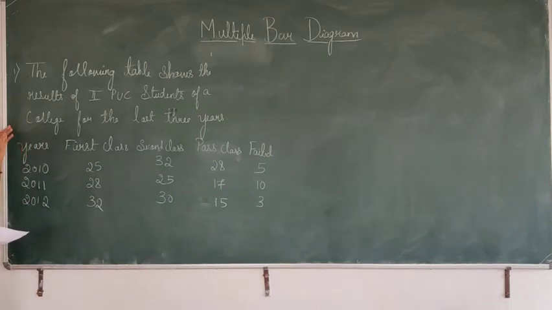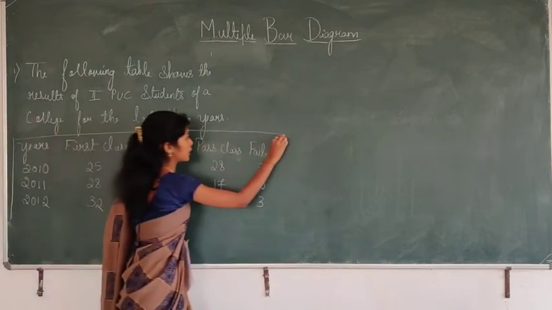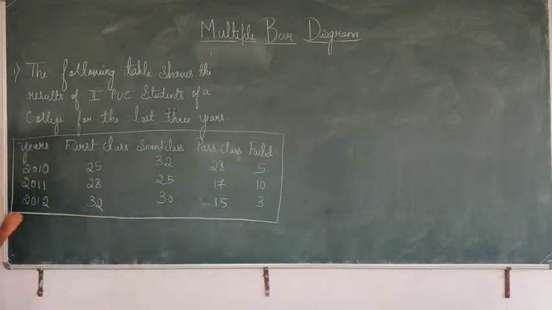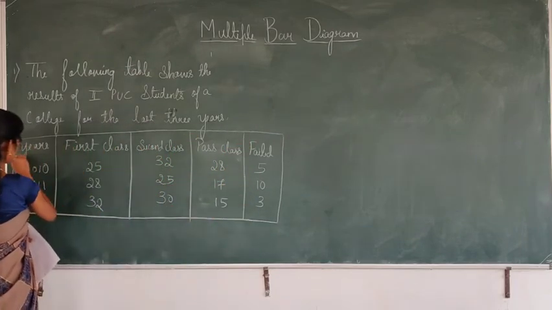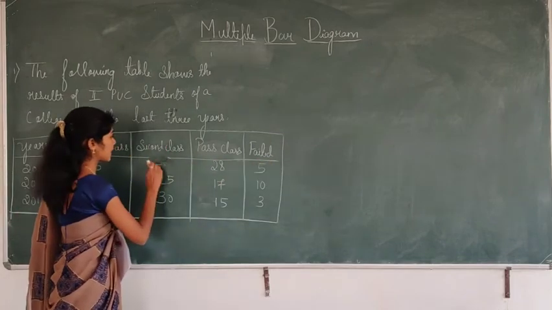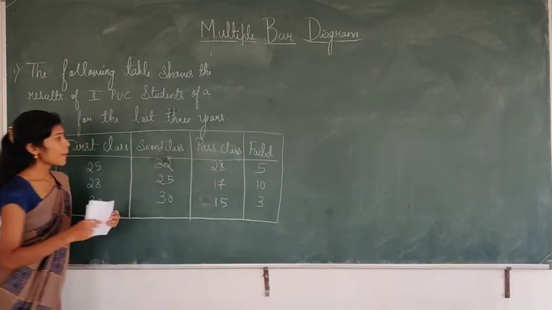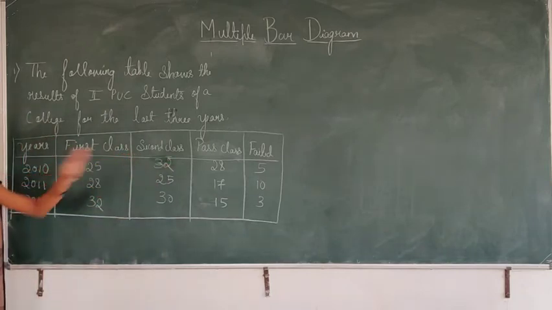So the question is, the following table shows the results of second year students of a college for the last 3 years. In this data, the number of students and their results for different years is given. Here you can see 3 years are given, 2010, 2011 and 2012. The results secured are first class, second class and pass class, and those who have failed.